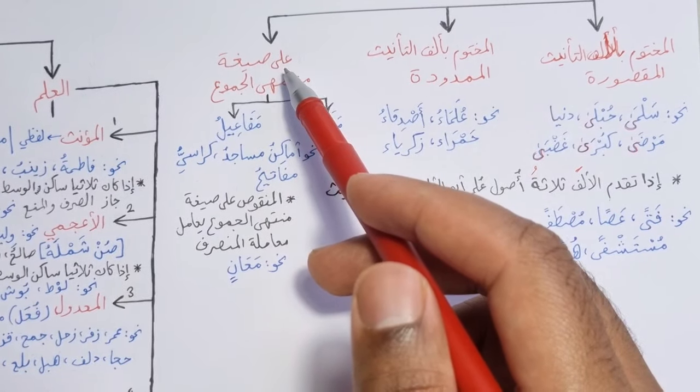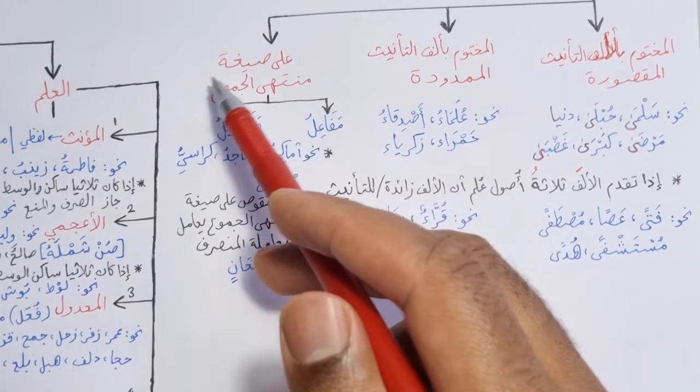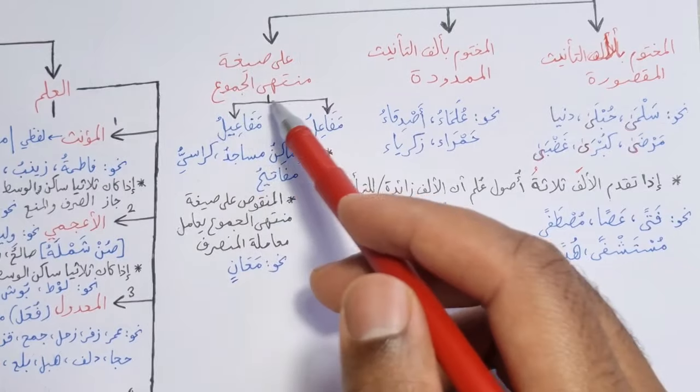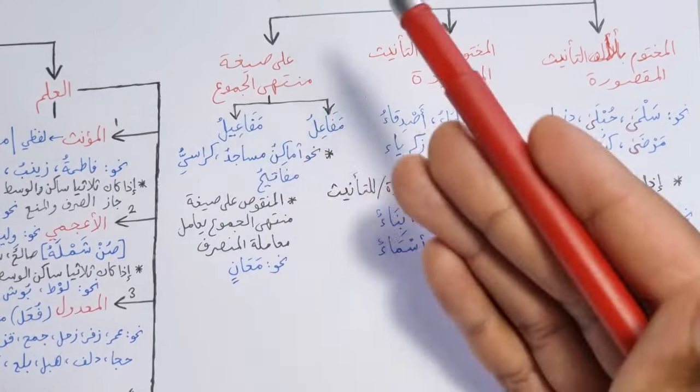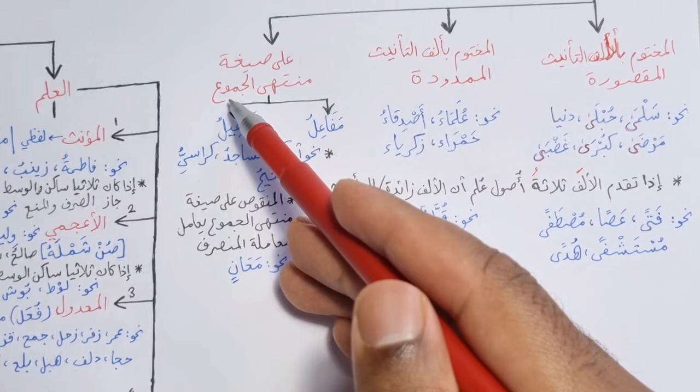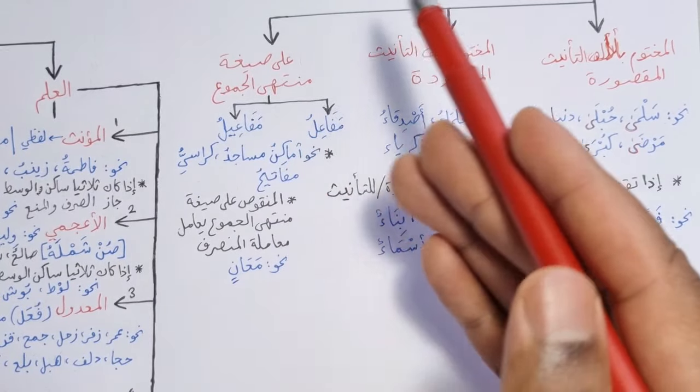And then the third independent reason is the word that comes on the form of muntaha al-jumu', the sighat muntaha al-jumu'. Muntaha is the peak or the ultimate type of pluralization. You can't pluralize it any further.